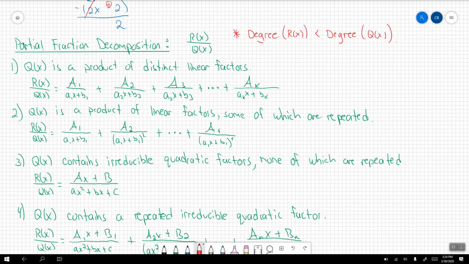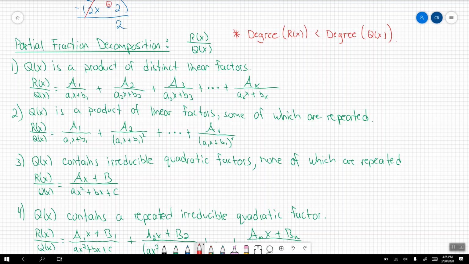Now, polynomial-wise, we just need to look at their exponents on the variables. What's the highest exponent, what's the highest degree, on each of the variables in the numerator and denominator? We compare the two highest values. That tells us the degree of the polynomials.